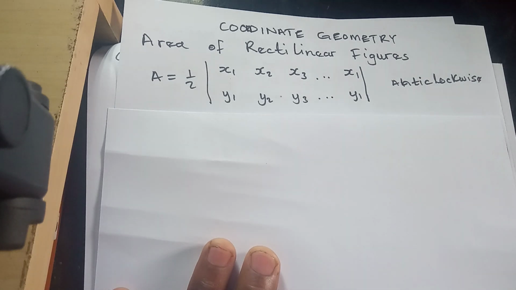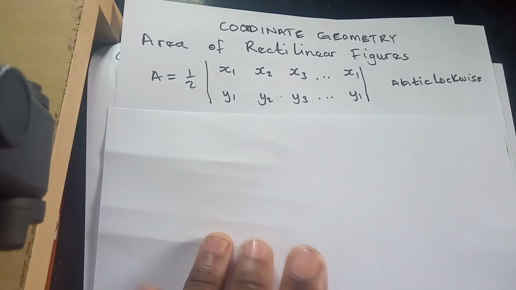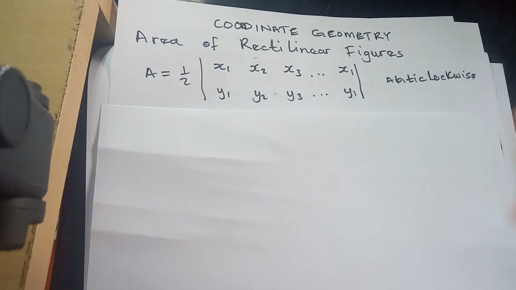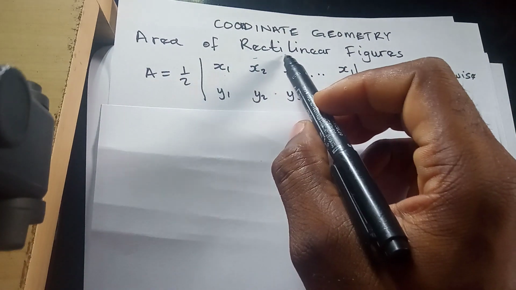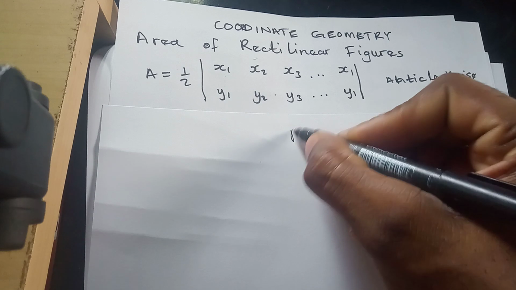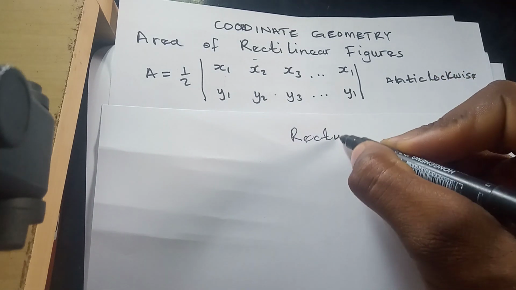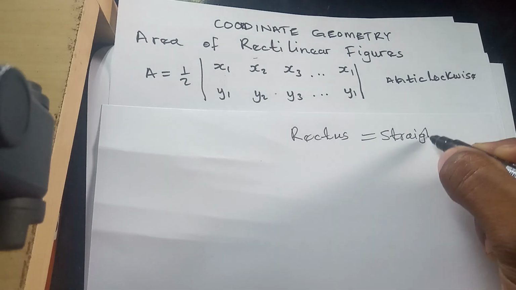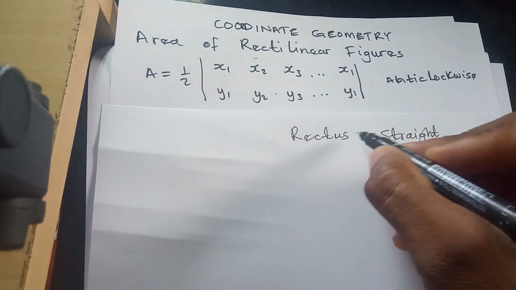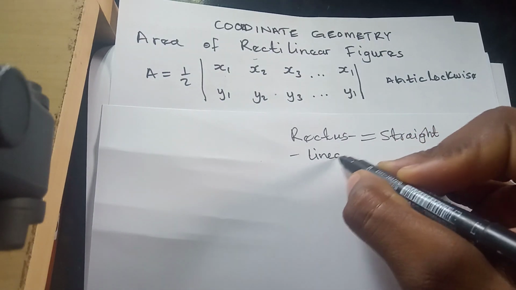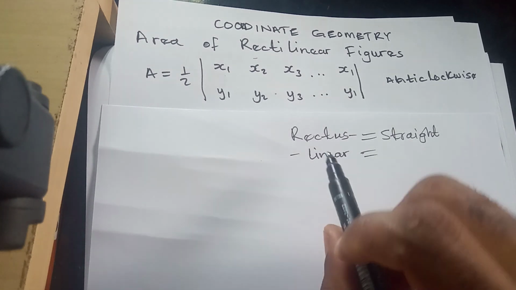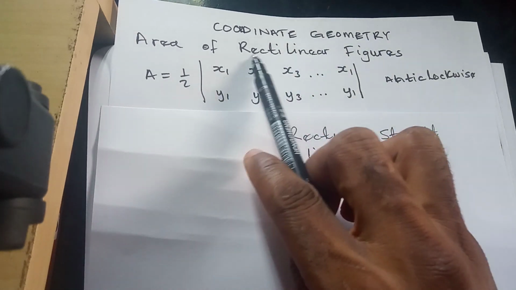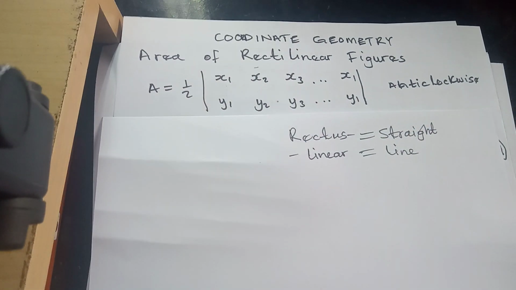So, area of rectilinear figures. This word here is made up of two Latin words. Rectilinear comes from the word rectus, which means straight, this is Latin, and then we have the last part, which is linear. In Latin, this is line. So these figures are made up of straight lines.